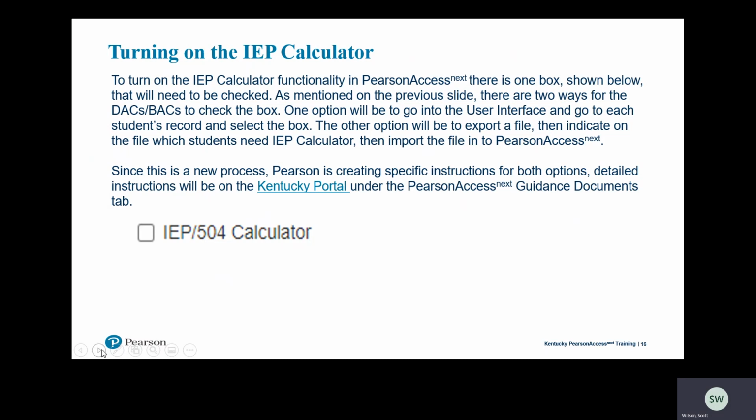Here is the box that needs to be checked for the IEP calculator. And again, as mentioned on the previous slide, there's two ways to do it. The first option, you go into the user interface, into the student record and select the box. The other option is by exporting a file, updating the records on that file for the students who need the IEP calculator, and then importing that file back. This is a new process.